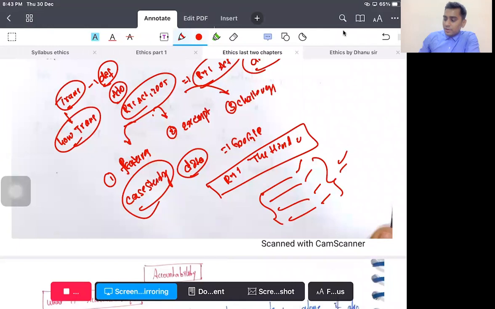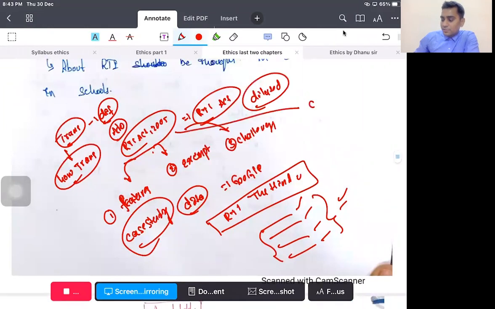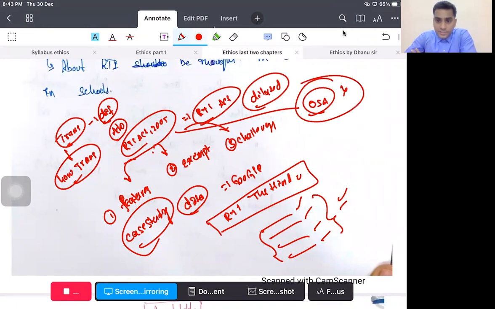So again, we have discussed, as a subset of this, the Official Secrets Act. This is causing some disturbance with RTI. So the Second ARC says to remove or repeal this Official Secrets Act. So that is what the thing is. This is what RTI or the transparency is.